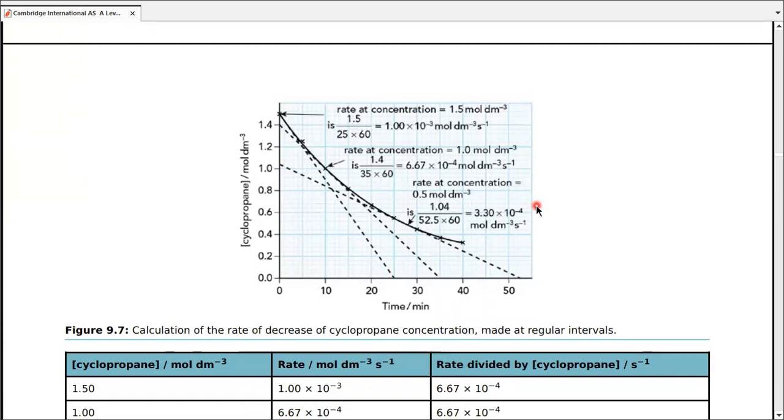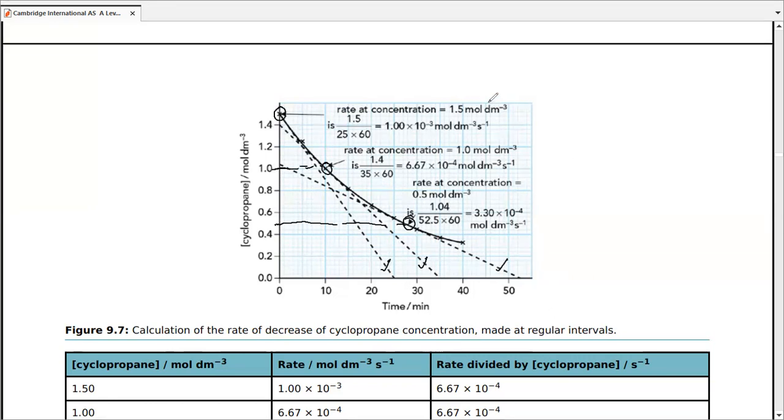1.5 mole per decimeter cube, 1 mole per decimeter cube, and 0.5 mole per decimeter cube. So you'll notice there are arrows marked. This was 1.5 mole per decimeter cube, so a tangent is drawn for this one. This arrow represents exactly 1 mole per decimeter cube, and of course, we have this tangent for this one. This arrow represents 0.5, so we have this tangent for this one.